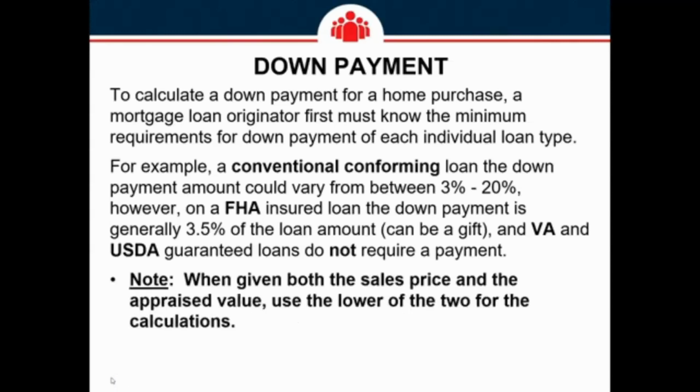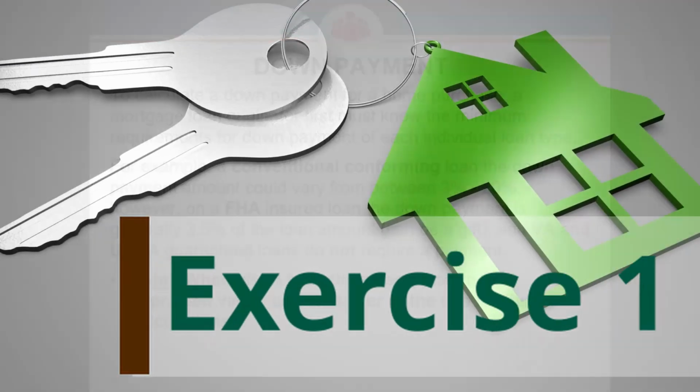Remember, whenever you're given the sales price and the appraised value, you want to use the lower of the two. So to calculate the down payment, sometimes you get the sales price and the appraised value. What amount do you calculate the down payment on? The lower of the two.